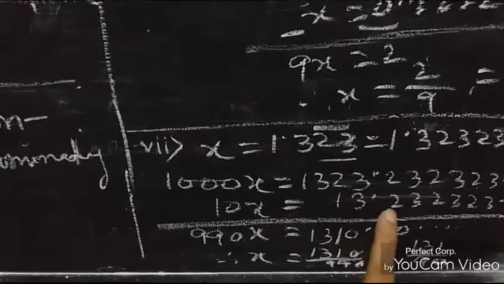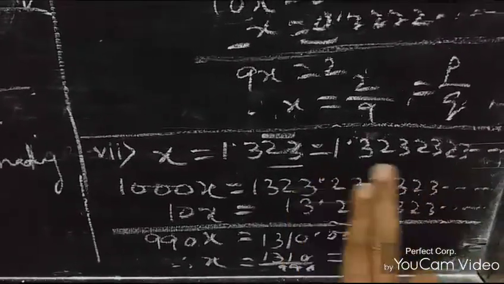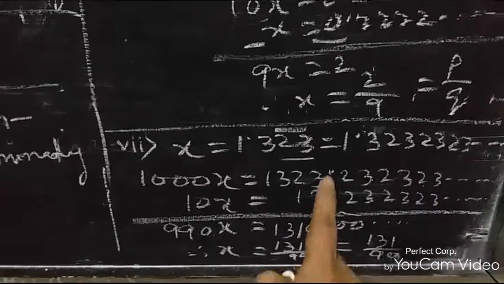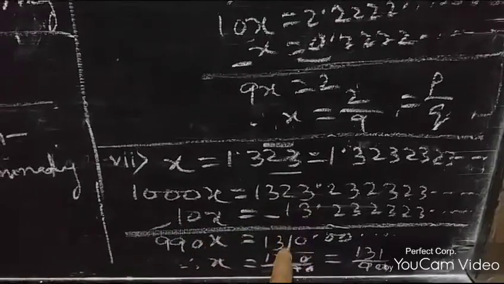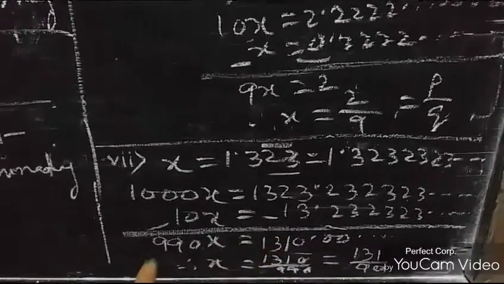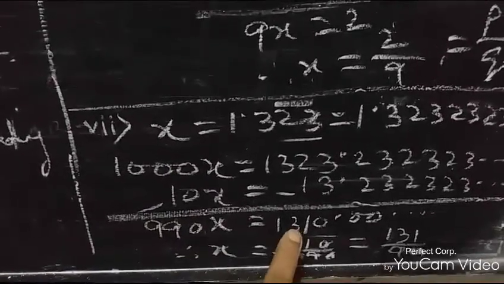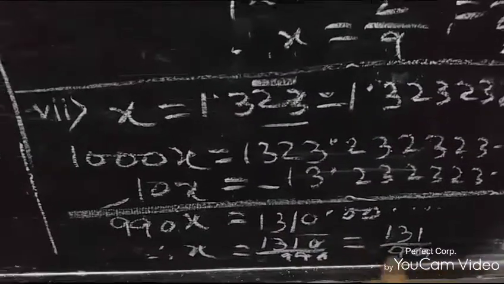So 13.232323. So this part is now wiped out, and we can just get an integer over here. That is 3, 0, this 1 is subtracted, this 1 and this 3, and this will be 990x. So x will be 1310 by 990, and the 0 will be cut off, so this is 131 divided by 99.